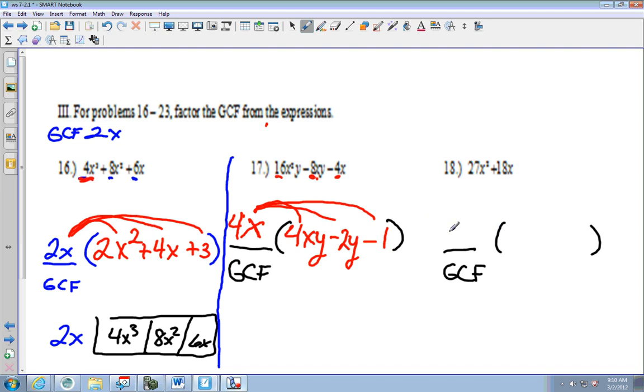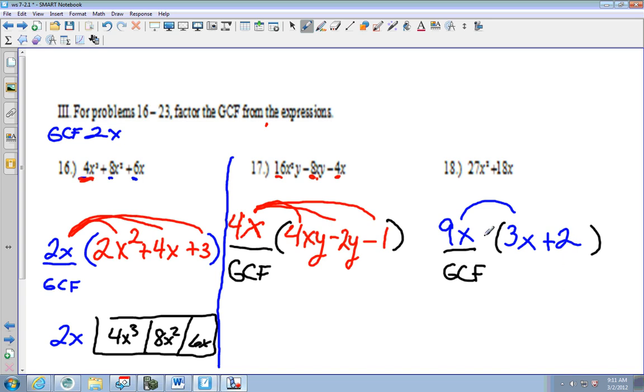So what number goes into 27 and 18? What's the GCF? 9. Now, why are you saying x? They both have an x in common. So now, 9 times what gives you 27? 3. Now, why do I have to put an x there? It's an x squared, and x times x is x squared. 9 times what is 18? Plus 2. Do I need to put an x?